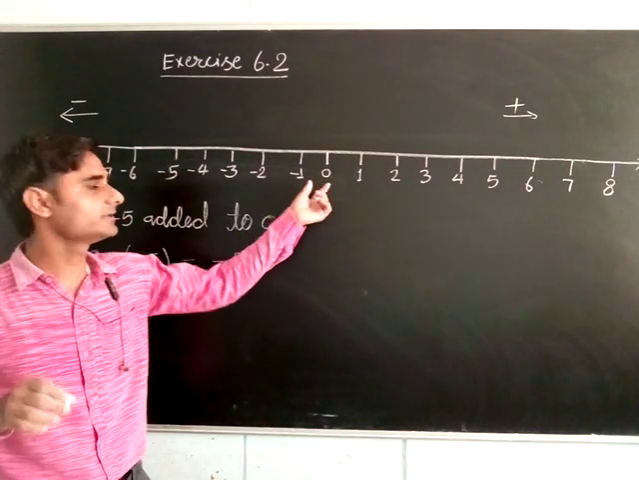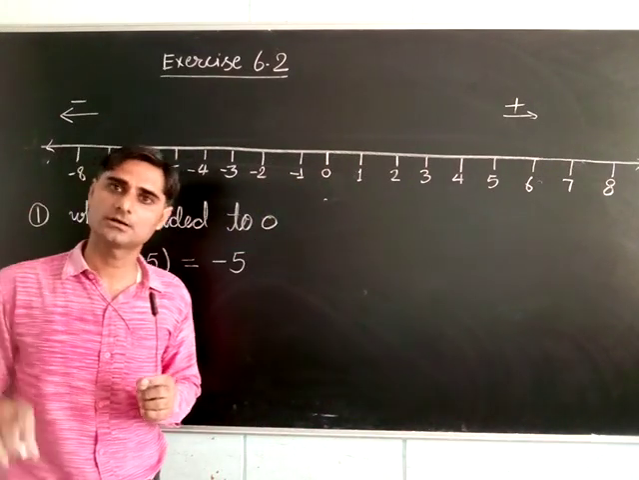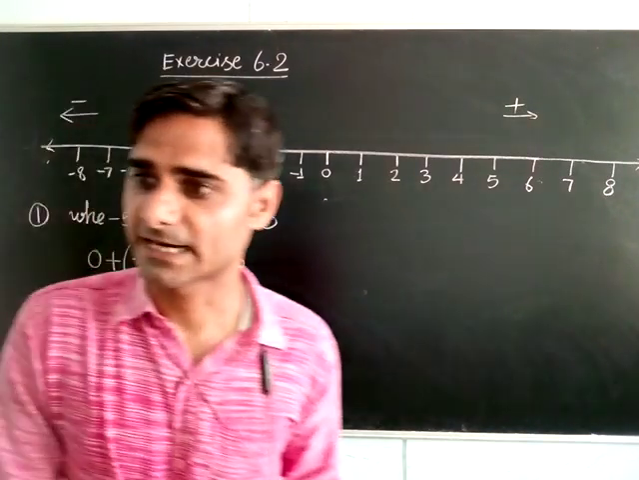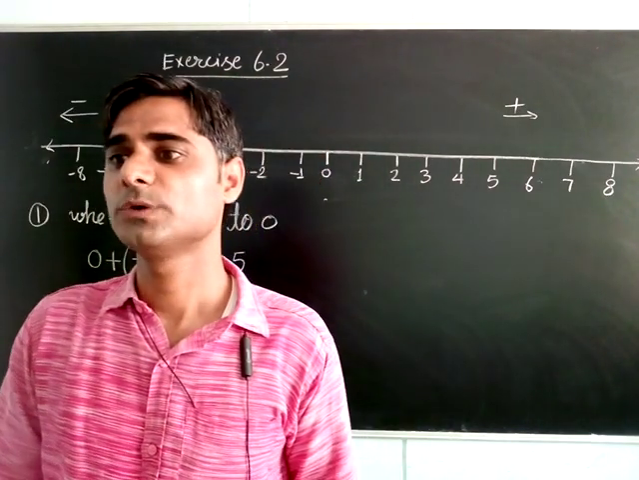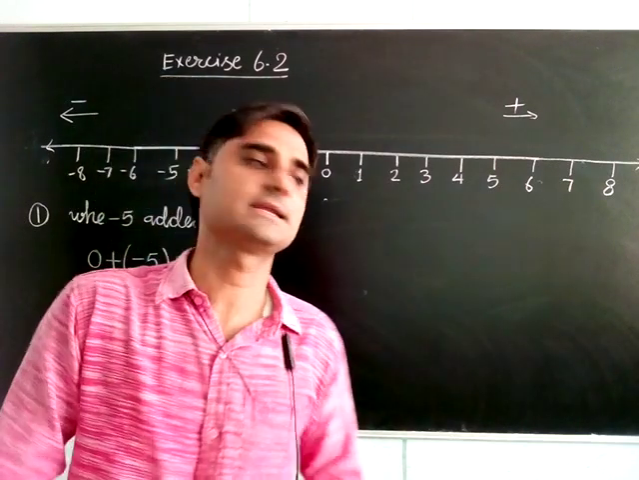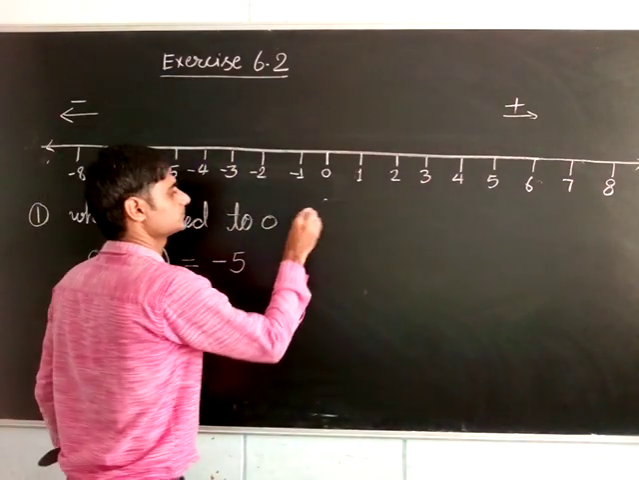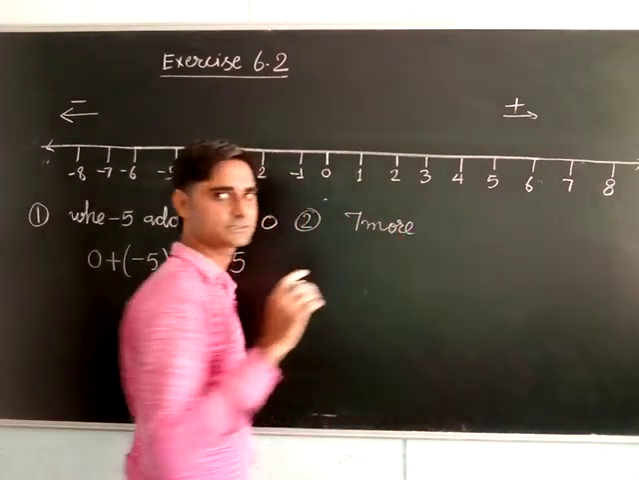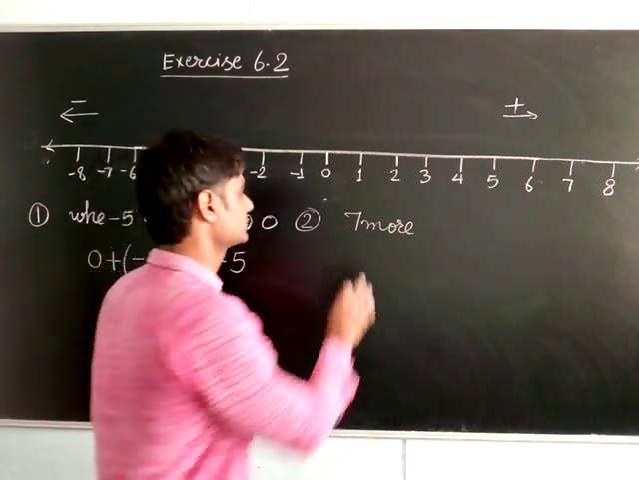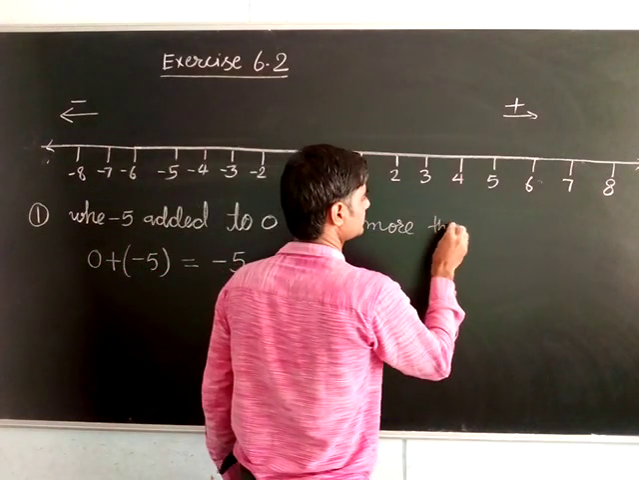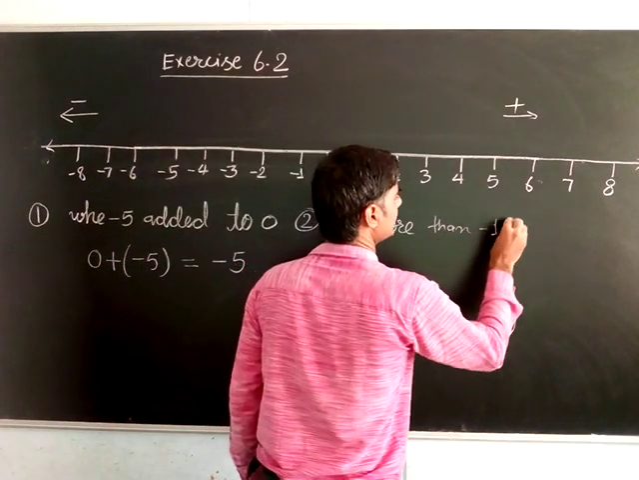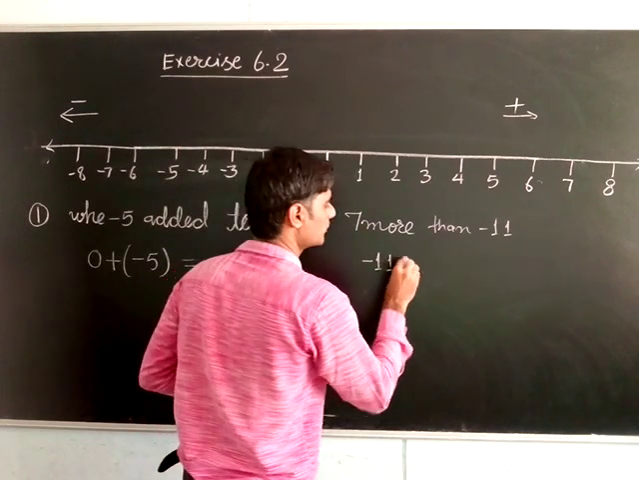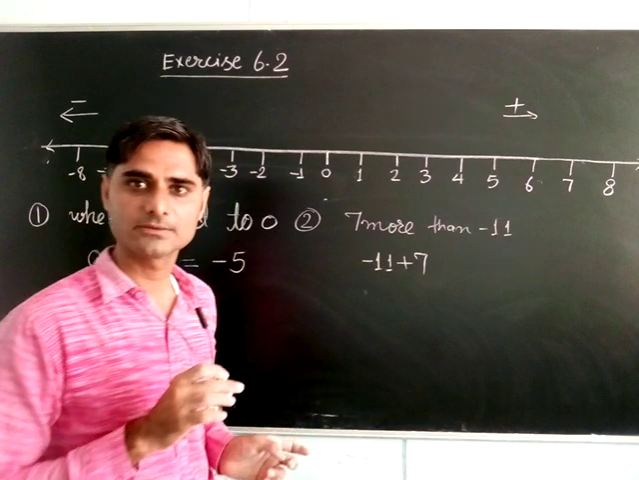And 0 having no sign, neither positive nor negative. This was your first question, so minus 5 will come. Second one is the integer which is 7 more than minus 11. See now number 2. 7 more. More means plus, addition. 7 more than minus 11. First write here minus 11, then saying 7 more. More means plus 7. Can you write like this?